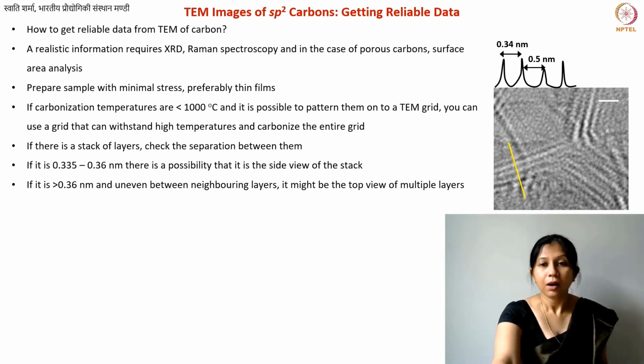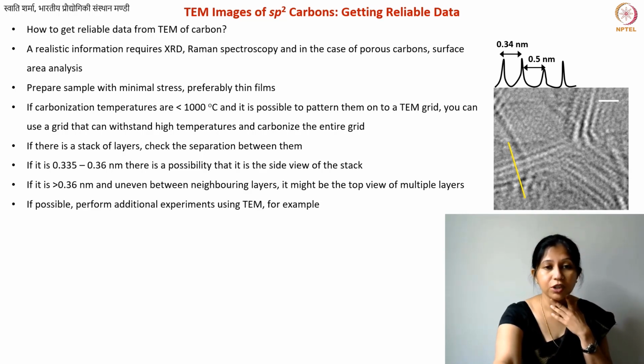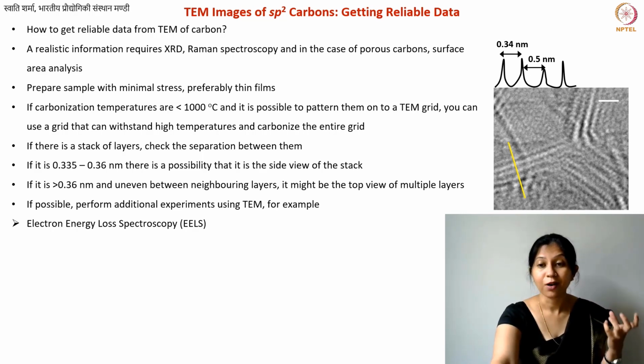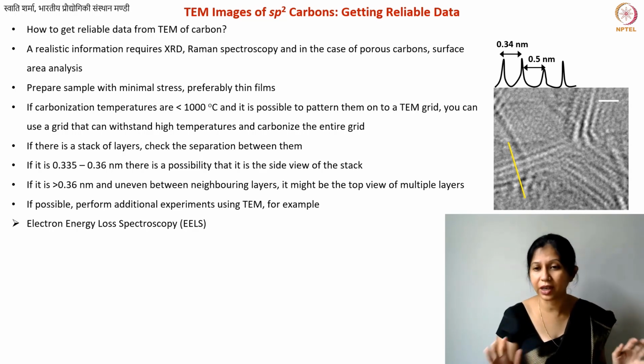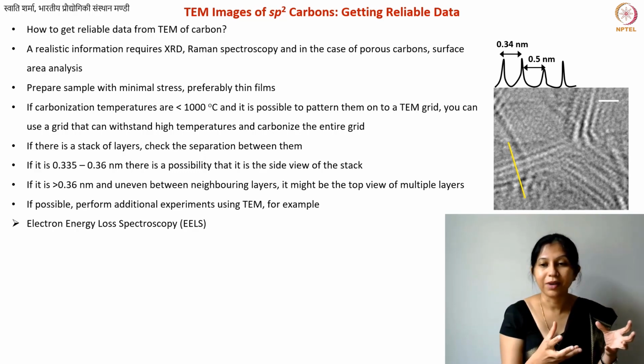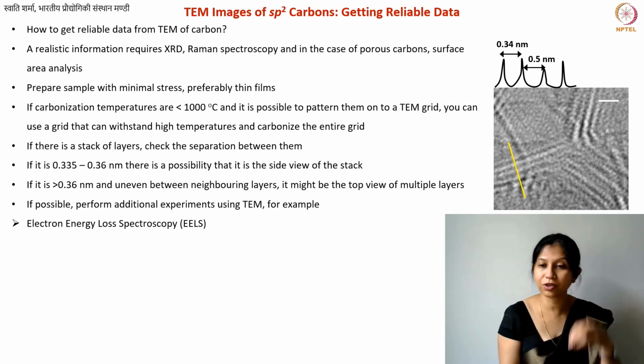Okay. What else? In the TEM machine itself, if possible, use other techniques. For example, there is something known as electron energy loss spectroscopy, EELS. As the name suggests, it is a spectroscopy. What is spectroscopy? When we measure the energy, the loss or gain of energy, that's what you're doing in spectroscopic techniques. So with energy loss, the electron goes through the material, loses some energy, and that is what we measure. This will give you some more information.